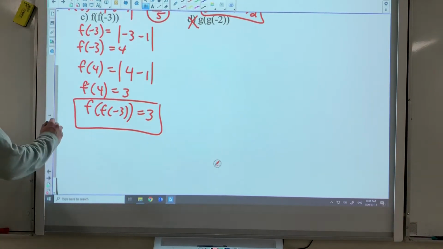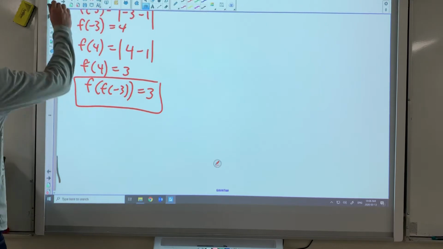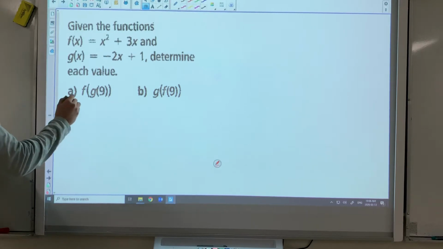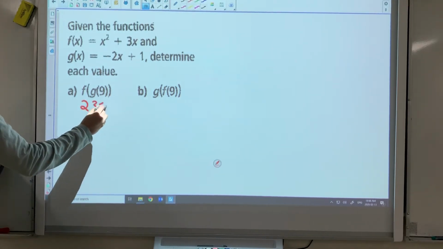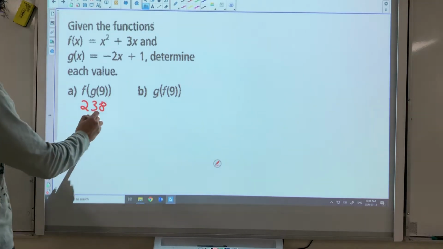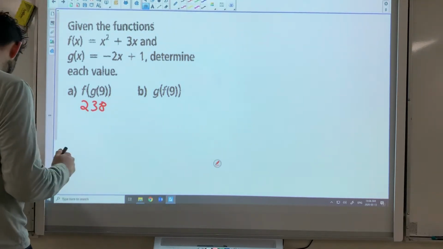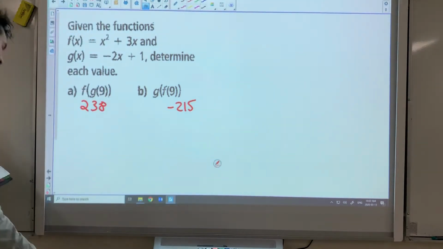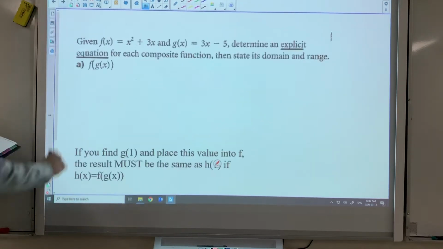I will give you answers for some try it yourself, which is on the next page. So if you're looking for answers, I got 238. Looks like an 8. I'm pretty sure it's a 238. And then for this one, I got negative 250. So you can try them out on your own time. If you have questions, come see me, right? Oh, what do we got next?